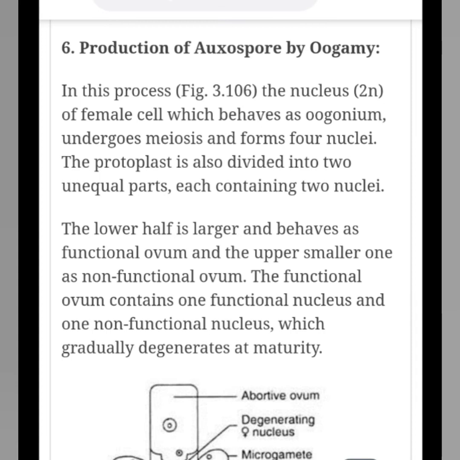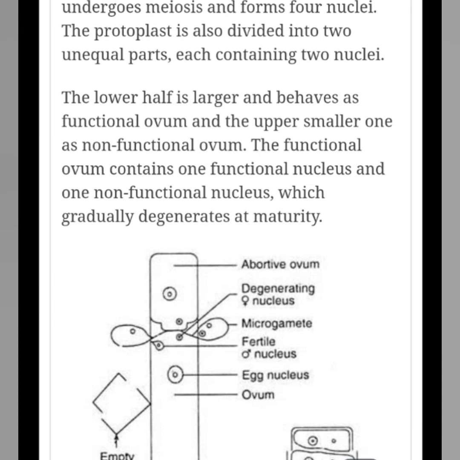So in this process, you can see here that the female, that is the oogonium, is larger in size. You can see here it is larger in size, the oogonium. And what happens here in the oogonium, it will undergo meiosis. So you know that after meiosis we get 4 nuclei. All right, so one nucleus undergoes meiosis to give rise to 4 daughter nuclei.